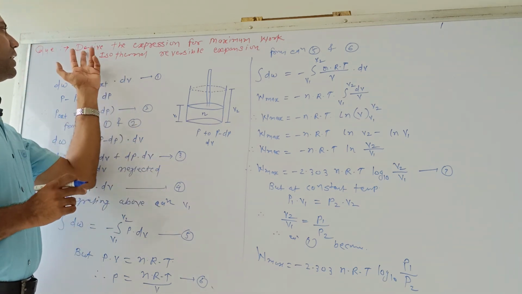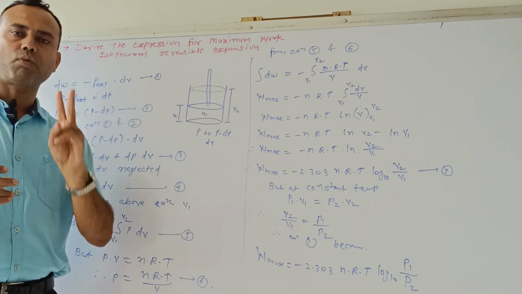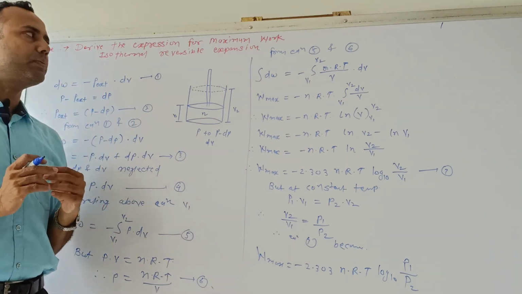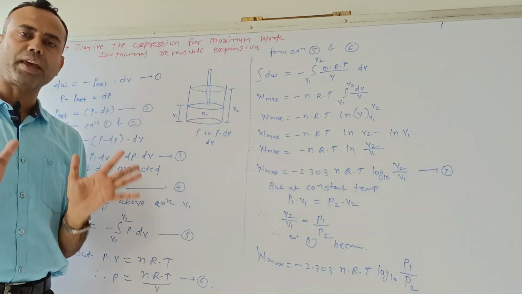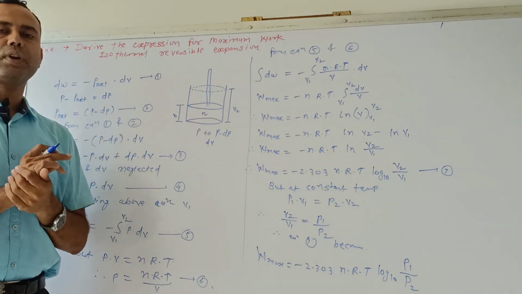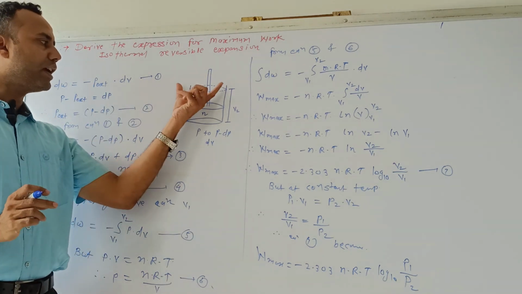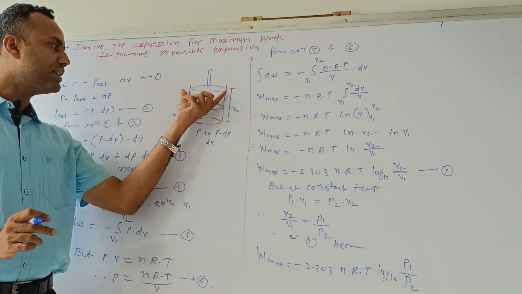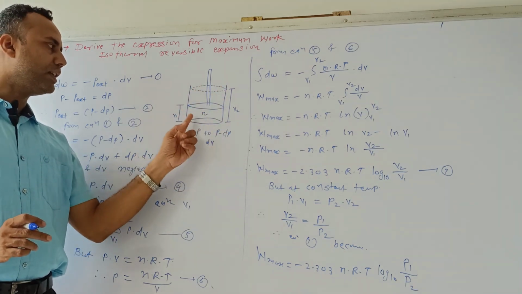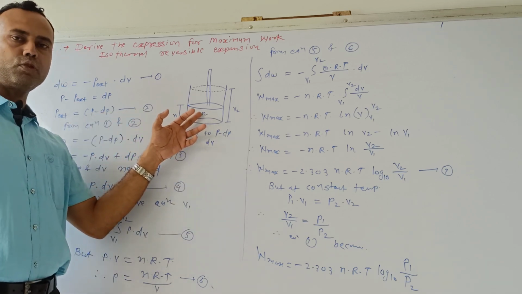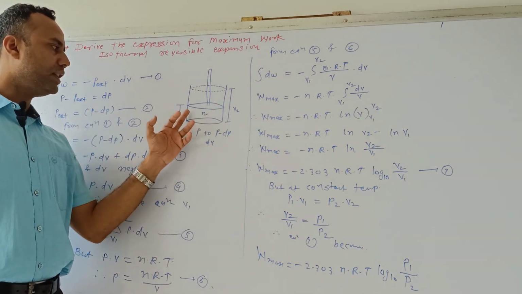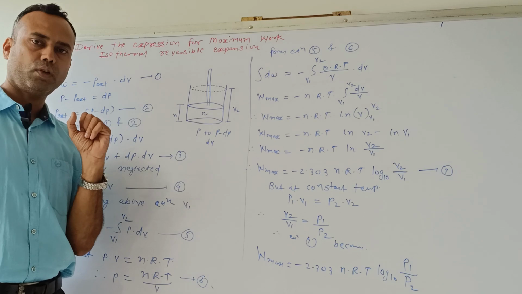So the question is, derive the expression for maximum work for 2 marks, or derive the expression for isothermal reversible expansion of a gas. For that purpose, we are writing the answer. We are taking the help of this diagram. Look at this. This is the cylinder. The cylinder has the initial volume, and n moles of gas are enclosed within the cylinder, whose volume is V1.